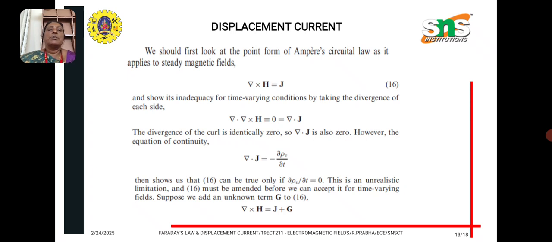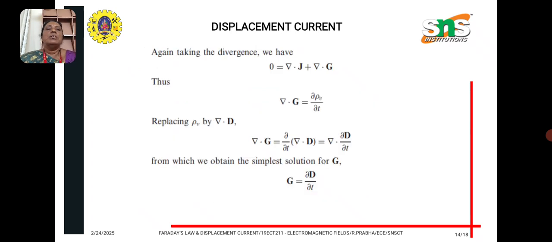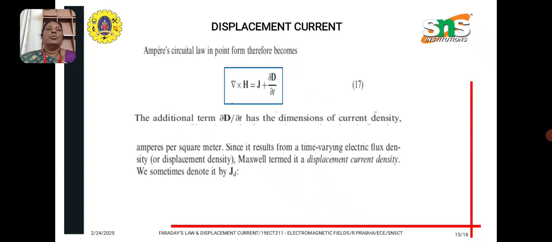But according to the equation of continuity, del dot J is equal to minus dou rho v by dou t, and if dou rho v by dou t is not equal to 0, then we can write the equation as del cross H is equal to J plus G, and again taking divergence we have 0 is equal to del dot J plus del dot G, or we can write del dot G is equal to dou rho v by dou t, and del dot G is dou by dou t of del dot D, or del dot dou D by dou t. So this G can be equated to dou D by dou t.